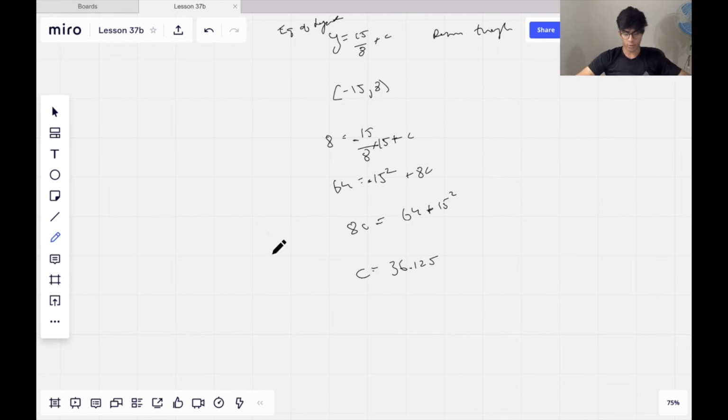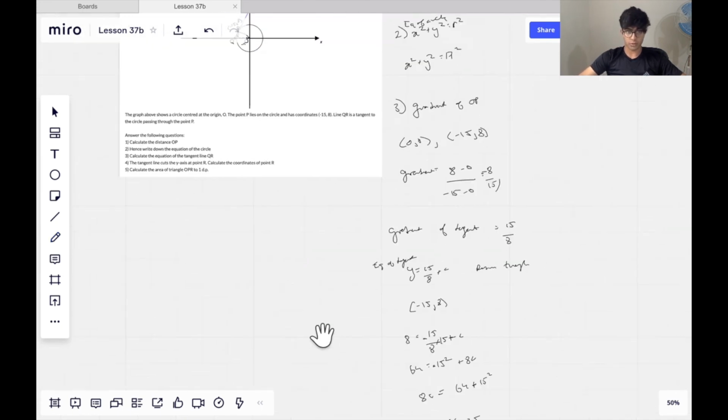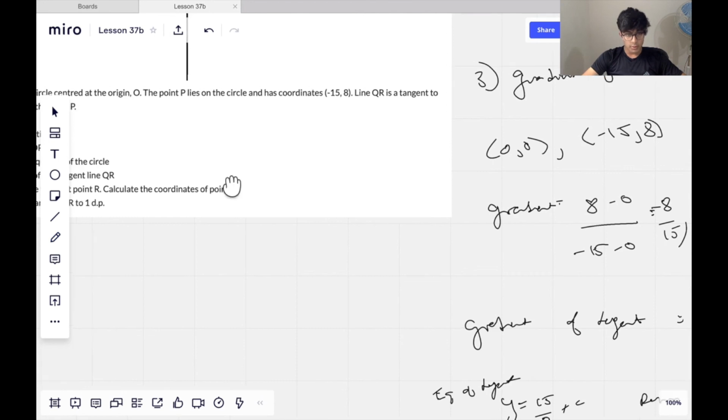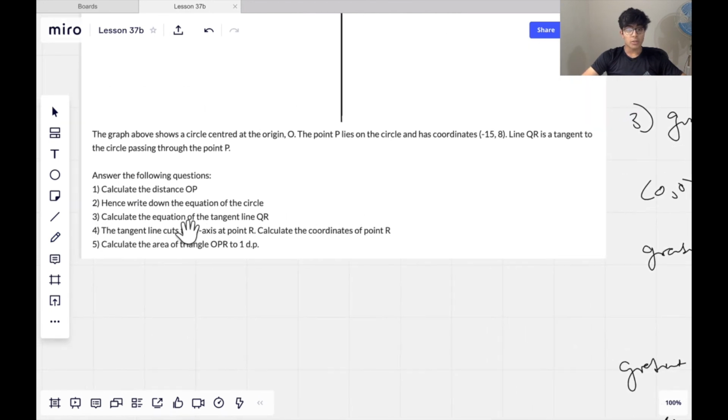So the equation of the tangent becomes y is equal to 15 over 8 x plus 36.125. There we go. That's the equation of the tangent line QR done. The tangent meets the y-axis at R. Calculate the coordinates of the point R.